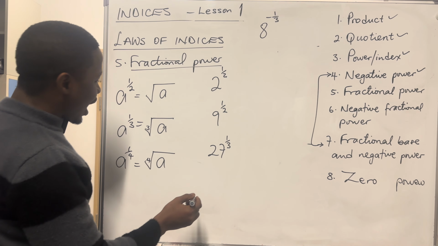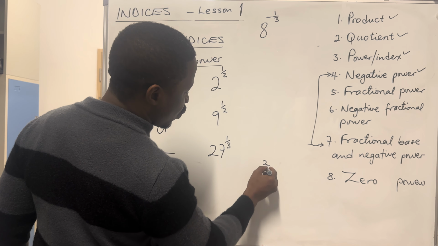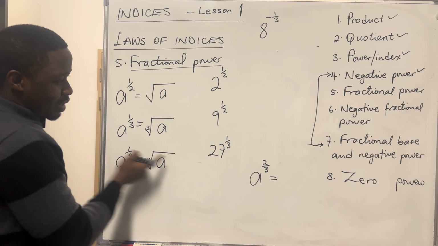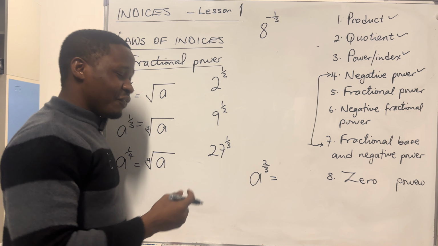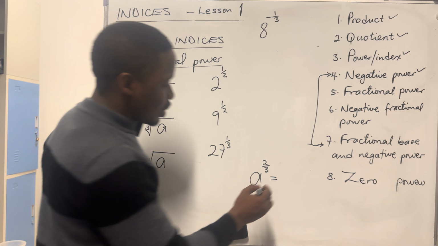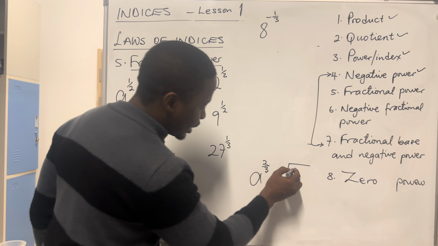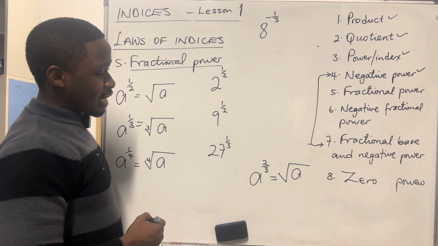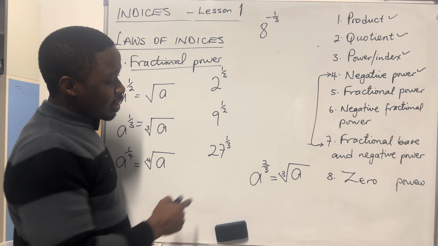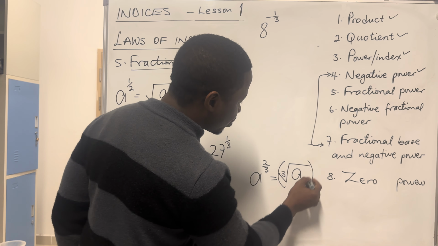But what if we have a to the power 2 over 3? The numerator here is now 2, not 1. The first thing you do is, the fact that the power is a fraction, we have our roots. The base is inside. The denominator is 3, it is a must. The numerator is 2, so everything is raised to the power 2.